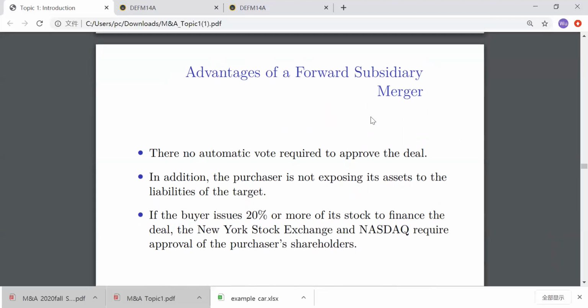The advantage of a forward subsidiary merger is that there are no automatic votes required to approve the deal, because the target is merged into the subsidiary of the acquirer. In addition, the purchaser is not exposing its assets to the liability of the target, because strictly speaking, it's the subsidiary of the acquirer that is acquiring the target. And typically, if the buyer issues 20% or more of its stock to finance the deal, then there will be a requirement for a vote of the purchaser's shareholders. So that is typically a 20% threshold.